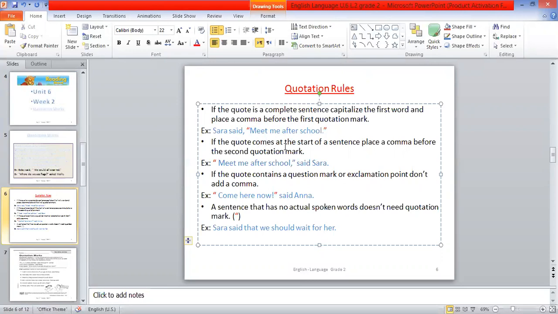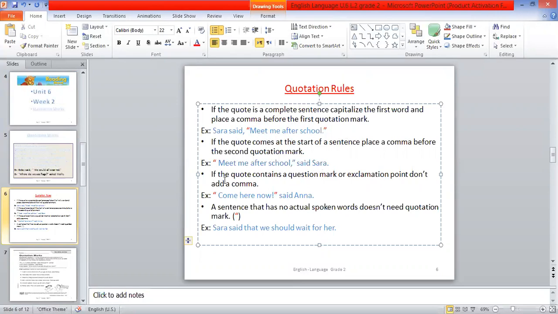If the quote comes at the start of a sentence, we have to place a comma before the second quotation mark. For example, "Meet me after school," said Sarah. So who said this sentence? It was Sarah. So said here isn't included inside the main sentence. We begin with the quotation mark and we end the sentence here. Then we write who said this sentence.